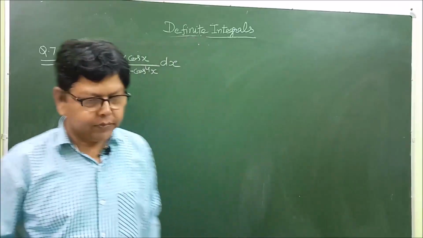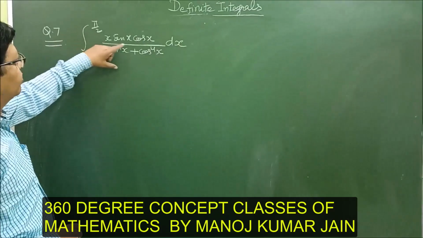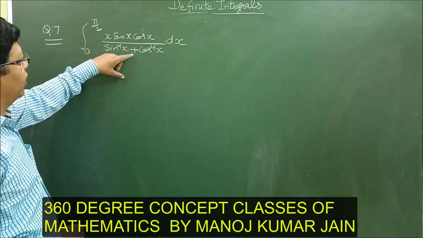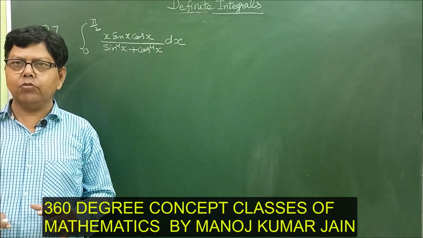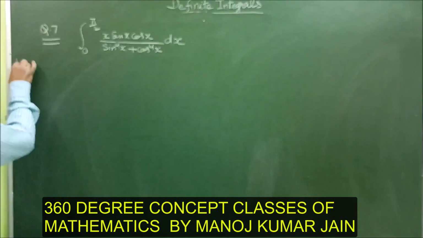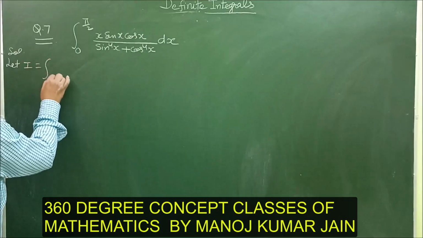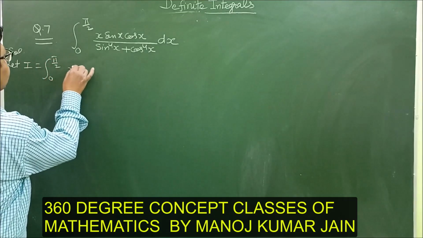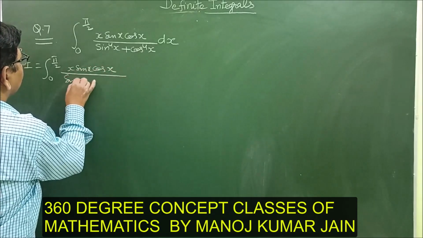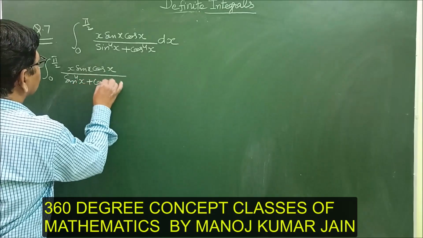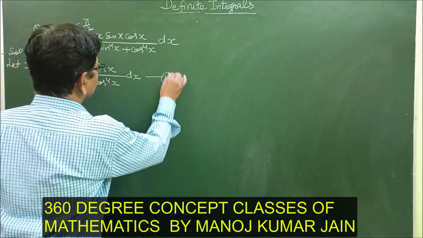Next question, question number 7. Evaluate the definite integral from 0 to pi by 2 of x sin x cos x upon sin 4x plus cos 4x dx. Again in this integral we have x, so this has to be removed. So let the given integral be equal to I. So I is equal to the integral from 0 to pi by 2 of x sin x cos x upon sin 4x plus cos 4x dx. Let this be the first equation.